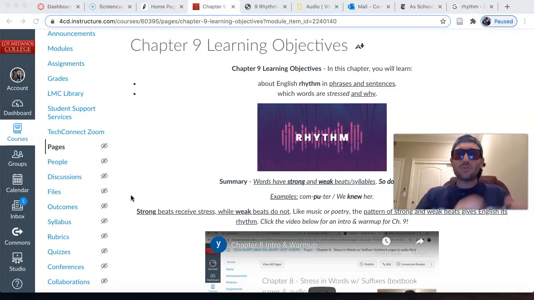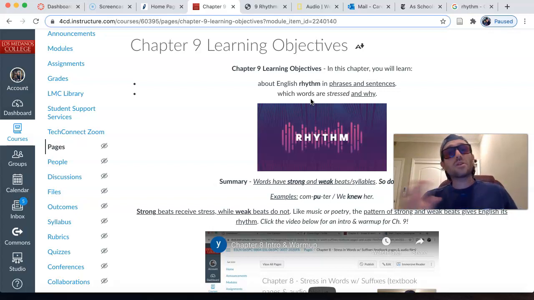So we've gone over a lot in terms of the bits and pieces. Now for the next couple of classes, we're going to put it all together. We're going to talk about rhythm in this chapter, English rhythm in phrases and sentences. That's what we're going to talk about in chapter 9. Then we're going to talk about some tips for identifying which words are stressed and why. And again, when we talk about stress, we're talking about emphasis on a particular syllable for pronunciation.